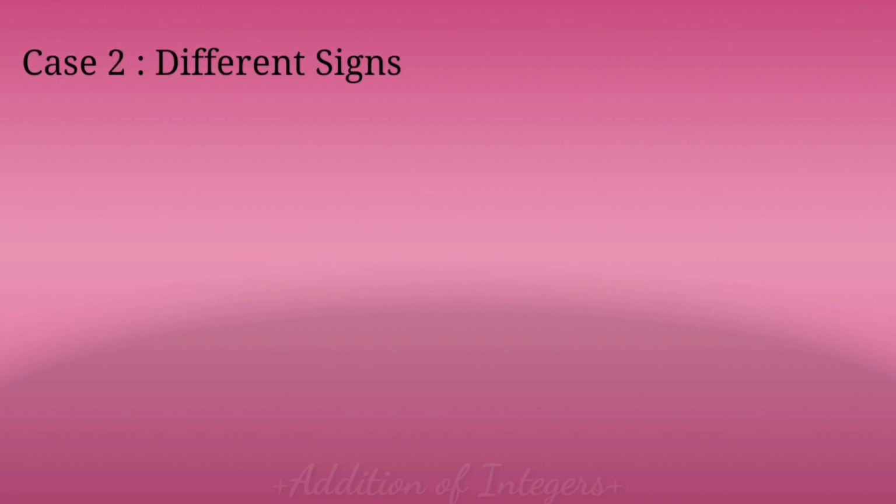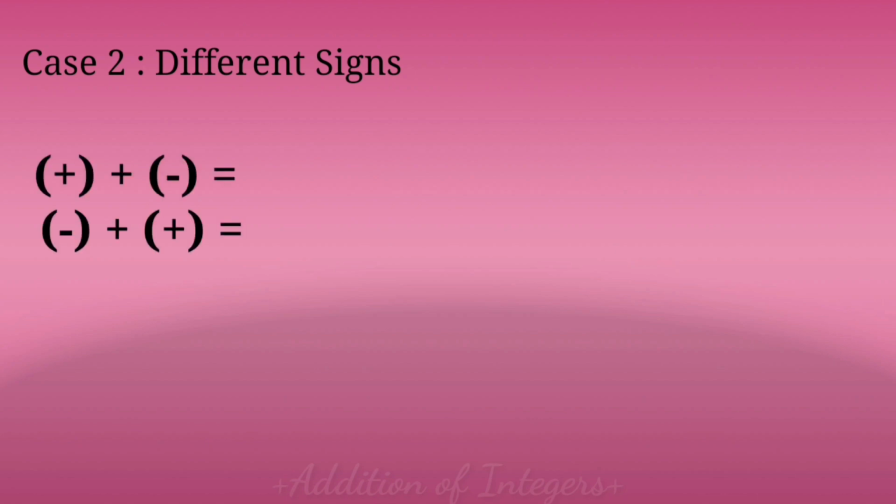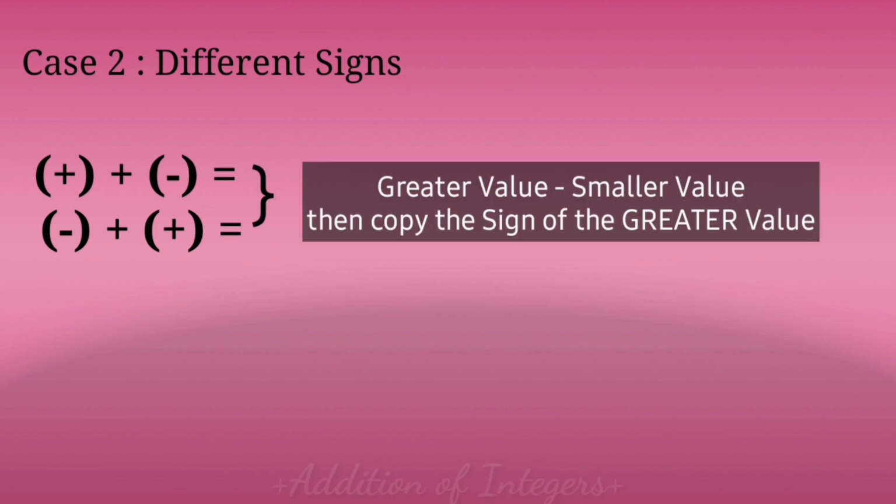Now, for case number 2, adding numbers that have different signs. It's either positive plus negative or negative plus positive. So, this is how we are going to solve it. Subtract the smaller absolute value from the greater absolute value, and the sum must have the sign of the greater absolute value, or as simple as this, greater value minus smaller value, then copy the sign of the greater value.